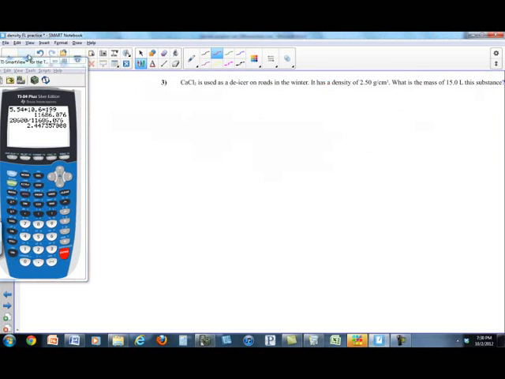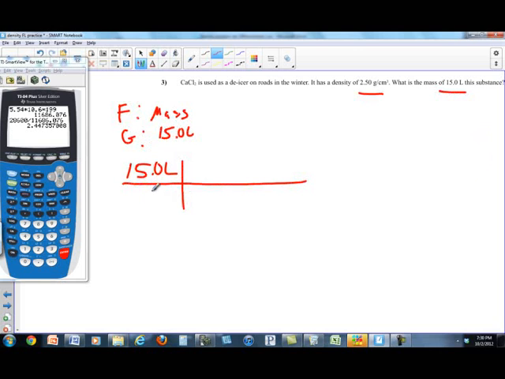Okay. Number 3, calcium chloride is used as a deicer on roads. It has a density of 2.5 grams per centimeter cubed. What is the mass of 15 liters? Okay, so I'm trying to find mass, and I ask myself, mass of what? And it's mass of 15 liters. So I'm going to start with my 15.0 liters, and I'm going to put that over 1.